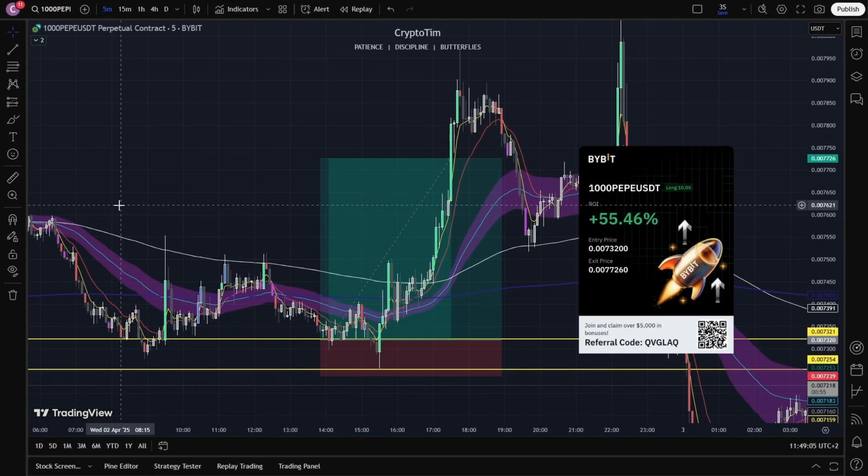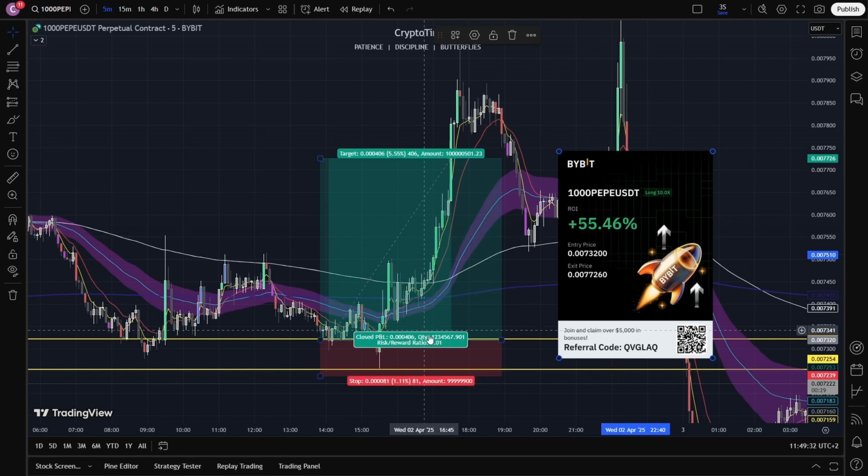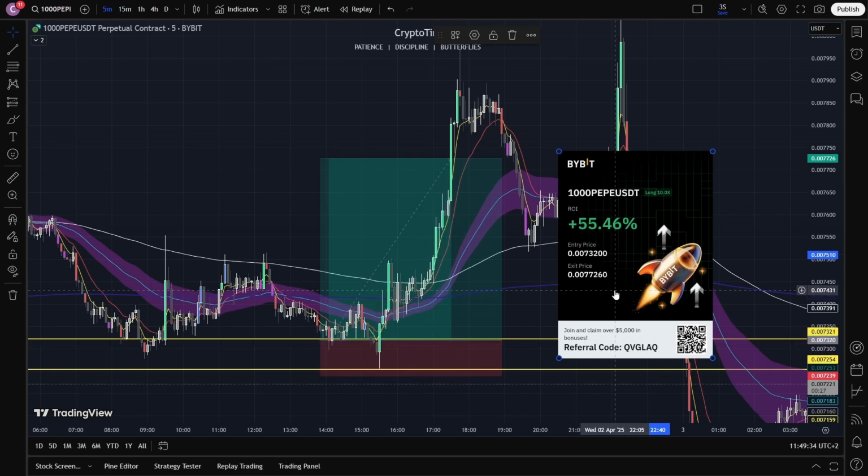Alright, so now what can we tell about this trade in hindsight? So first of all, the screenshot of the trade. Entry at 0.0073200, exit price 0.007726, resulting in a 55.5% ROI on 10x leverage. Most importantly for us, it's a 5R setup.